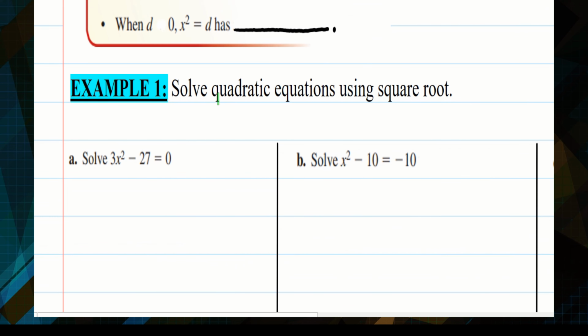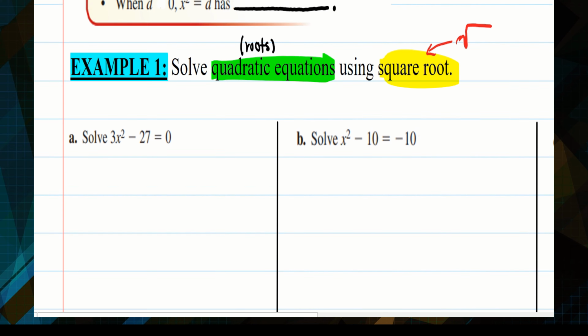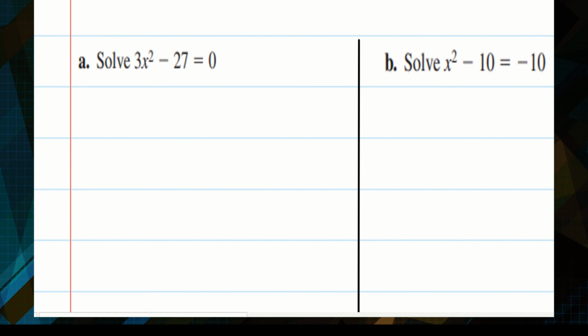So the example is asking us to solve a quadratic equation. In other words, it's asking us to find the roots of those equations. We've learned before how to find the roots by factoring, but it turns out there's different forms or different methods. One of those methods was factoring. The method that we're going to learn today is taking the square root. So it's taking that radical of both sides to leave your x alone.